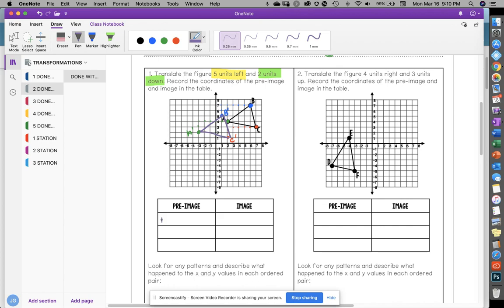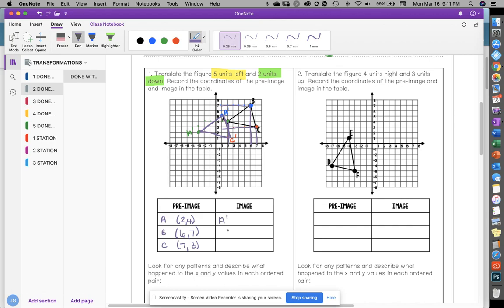All right. So our pre-image, we had A, B, and C. A was at 2, 4, and I know this because I went over 2 up to 4, and there's my green dot. So we are at 2, 4. B, it's going to be over 6, up 7. And C is over 7, up 3.